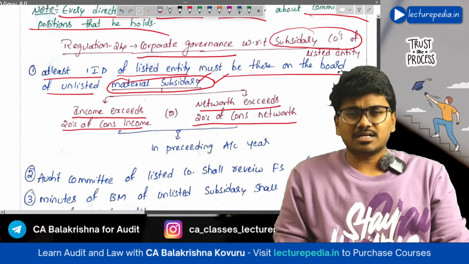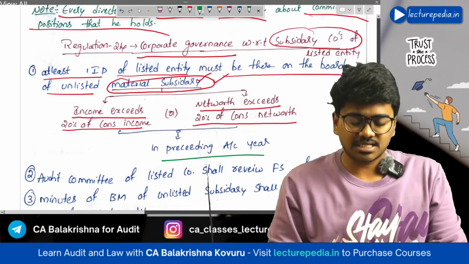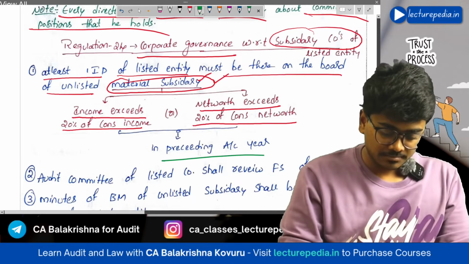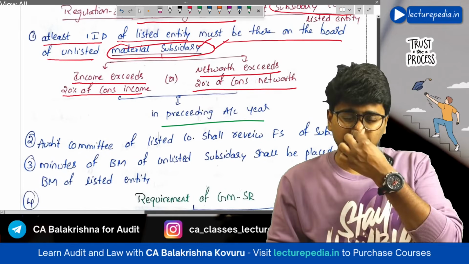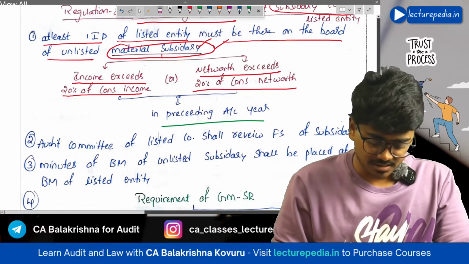And you have to calculate this income and net worth in the preceding accounting year. Next requirement with respect to the subsidiary of the listed entity.